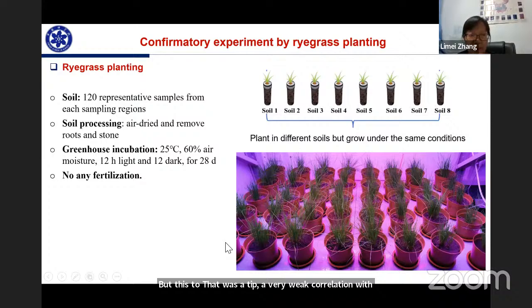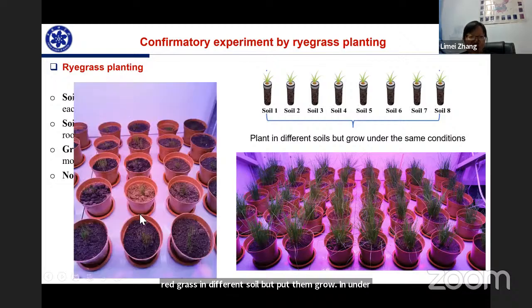As our soil sampling area spanned a very large scale, even from north to south, we cannot establish a relationship between soil health score and crop yield. So we did some planting experiments in the greenhouse to test if our health score assessment is reasonable. We planted ryegrass in different soils but grew them under the same conditions. From this picture we can see the soils look quite different in color and texture.